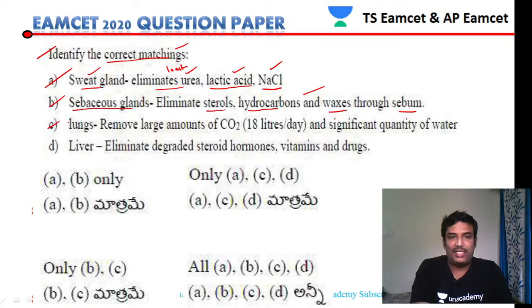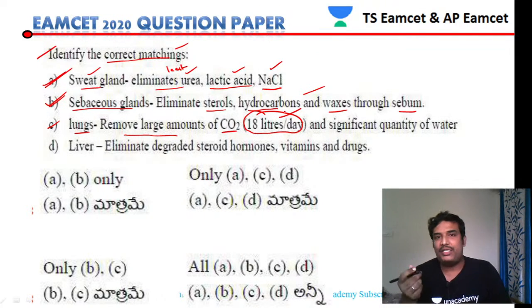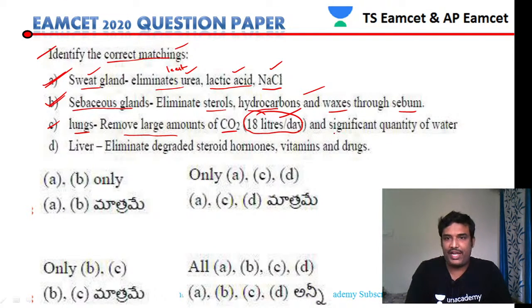Next, let us see option C. So statement B is also correct. In lungs, the lungs remove a large amount of carbon dioxide, no doubt it is also true. The lungs are accessory organs. They release nearly 18 liters of carbon dioxide per day, and also a significant amount of water.